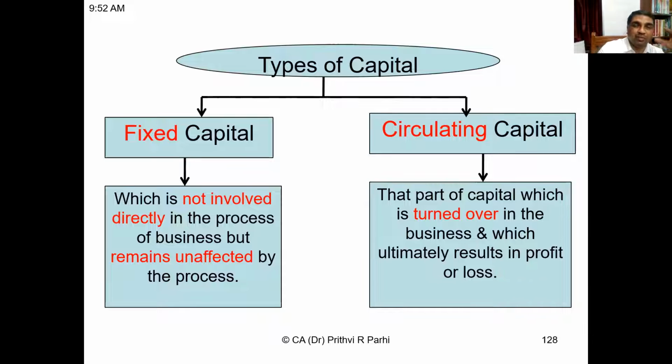Okay. Now think of how to distinguish what is fixed capital and what is circulating capital. Try to understand. Fixed capital is not involved directly in the process of business. That means, let us say that money is invested in some assets, or the money is converted into some assets. Let us say raw material is purchased, plant and machinery is purchased, furniture and fixtures are purchased. This is how capital is applied in these types of assets.